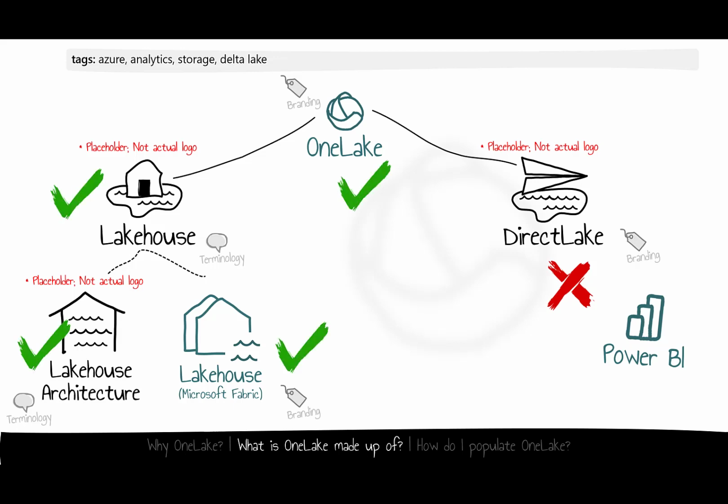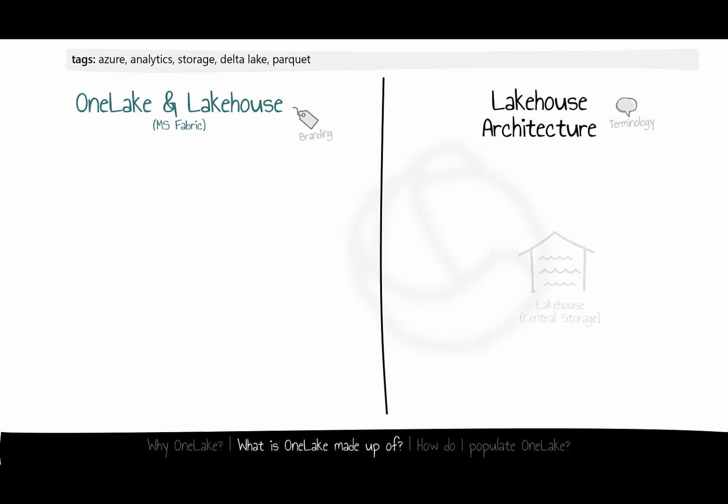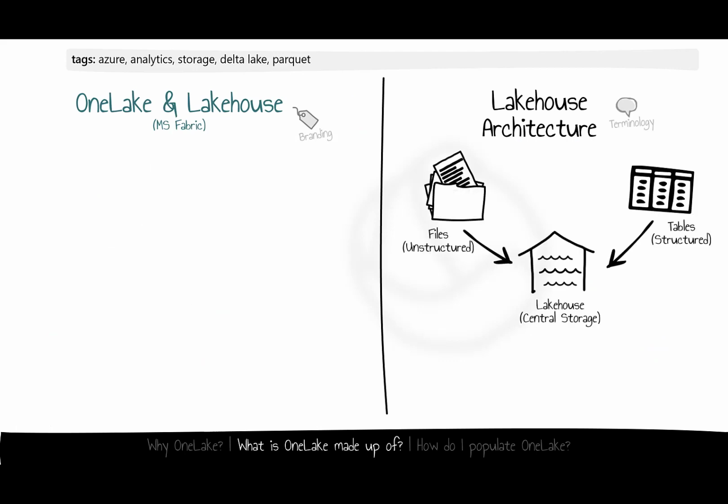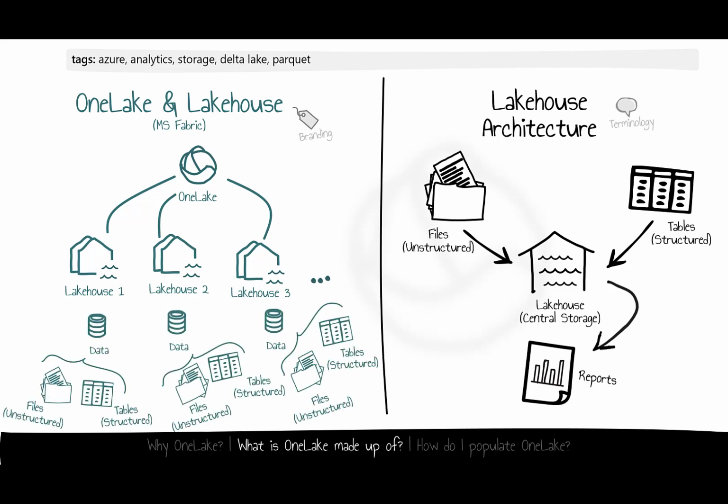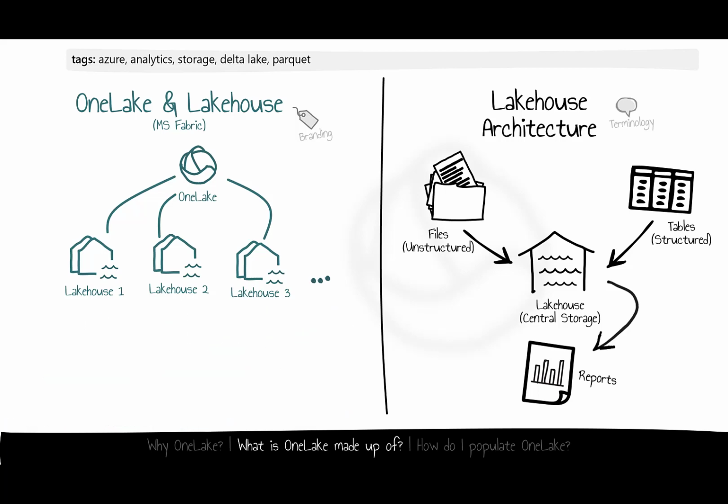Lakehouse architecture simply means that there is a central storage called lakehouse that stores files and tables. This data is then used to generate reports. On the other hand, OneLake consists of multiple lakehouses created by users. Each lakehouse comprises data that contains both files and tables. In a general lakehouse architecture, the lakehouse is able to read and write data.